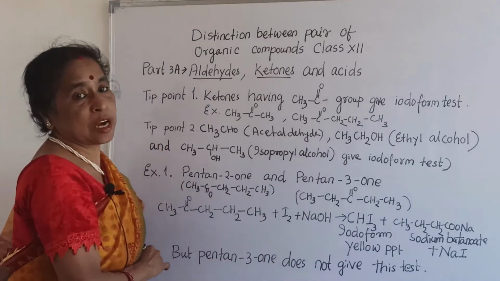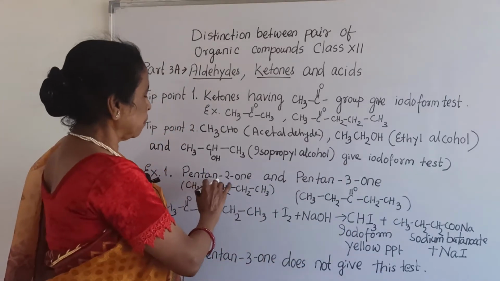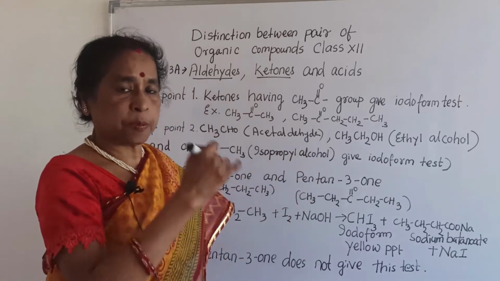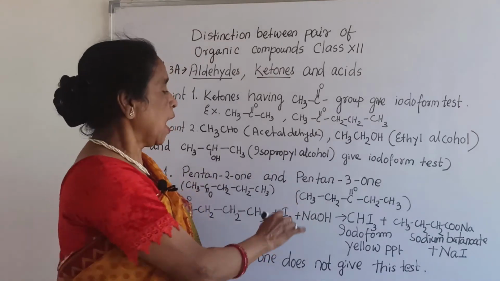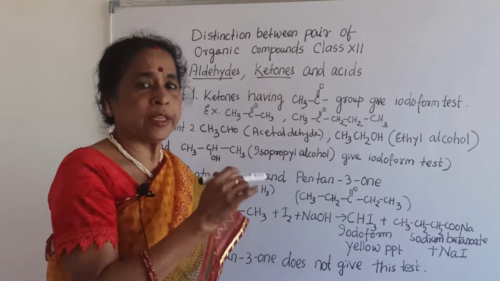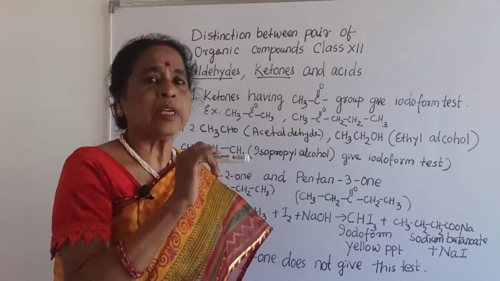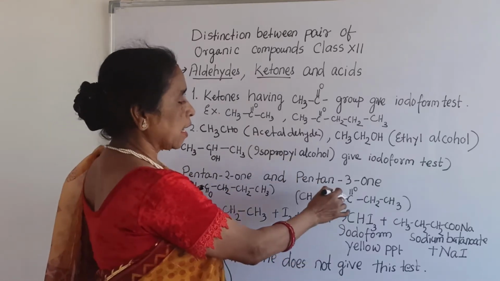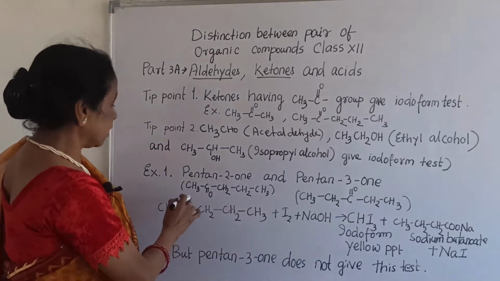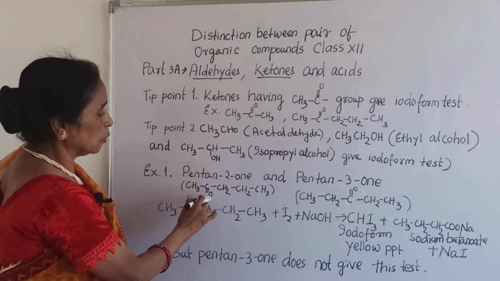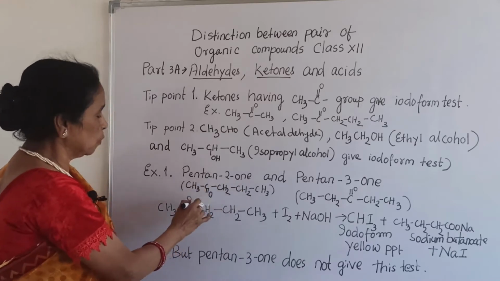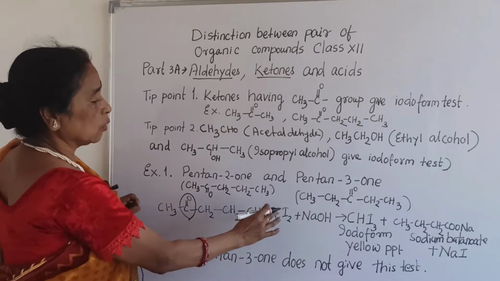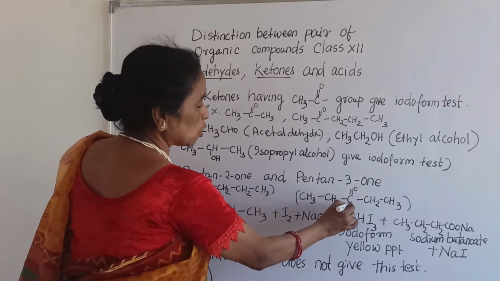Now come to an example. A simple example: pentan-2-one and pentan-3-one. You should know the structures specifically. Pentan-2-one means at carbon 2 there is a keto group; in pentan-3-one, at carbon 3 there is a keto group. Now see the pentanone structure CH3CO, CH2, CH2, CH3. That means in position 2 the keto group is there. And here also you can find in position 3 the keto group is there.